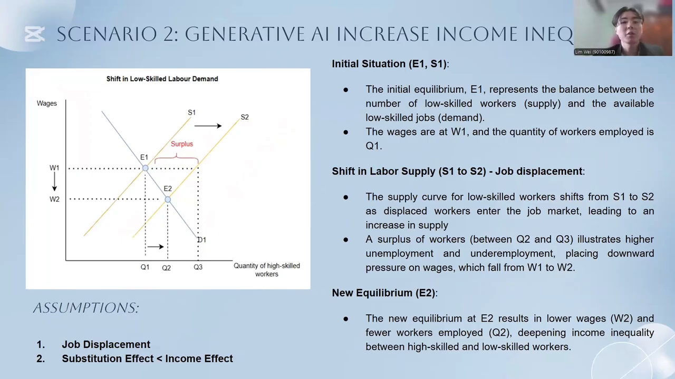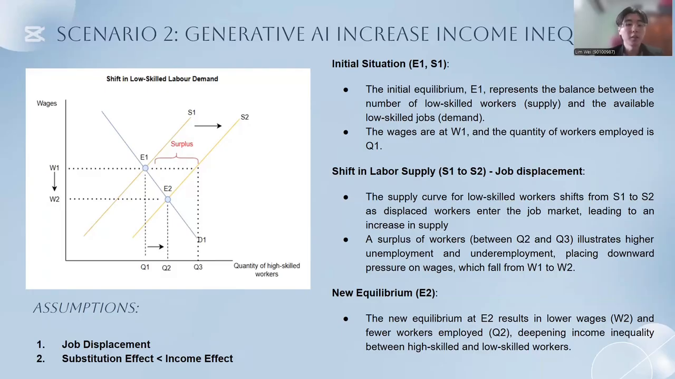Here, AI automation displaces low-skilled workers. For example, chatbots replacing customer service reps or machines taking over retail or manufacturing tasks. Initially, the labor market is at equilibrium E1, where the demand and supply for low-skilled jobs intersect at W1, with Q1 workers employed.